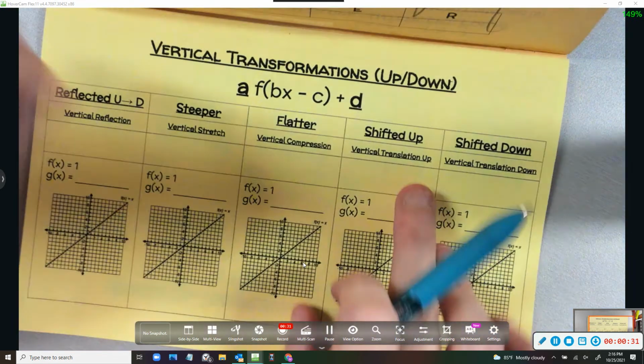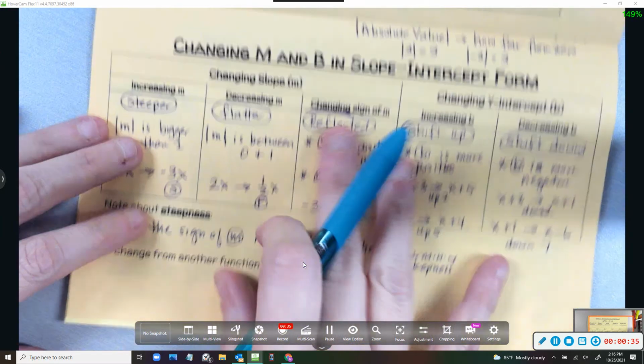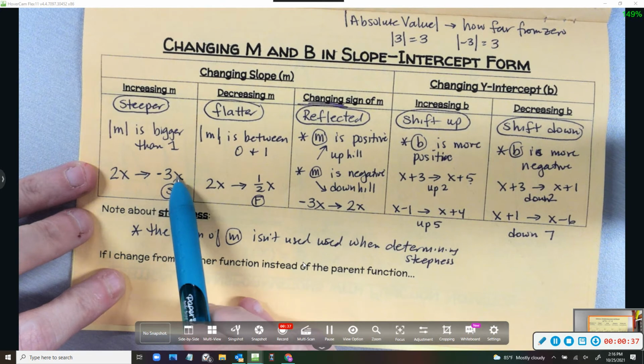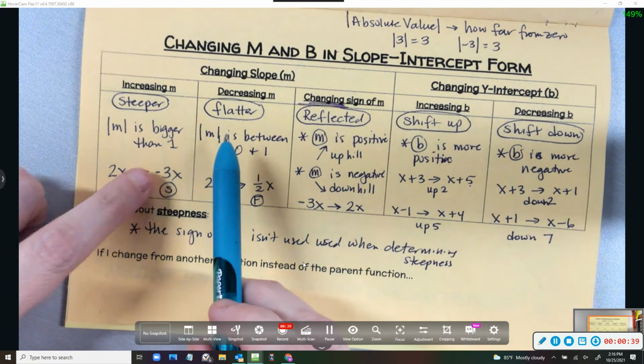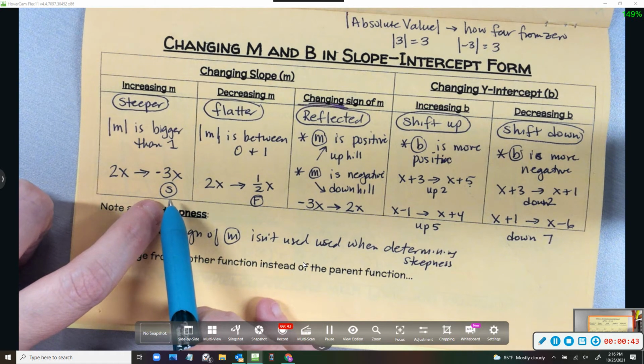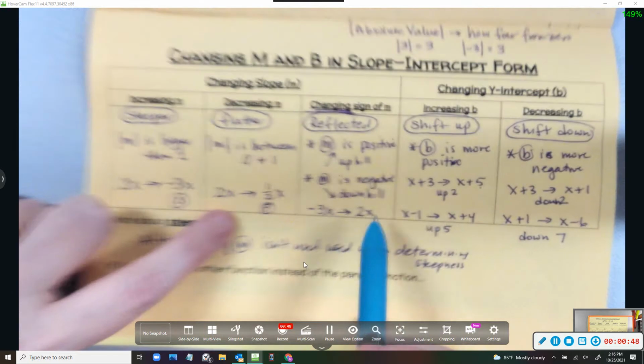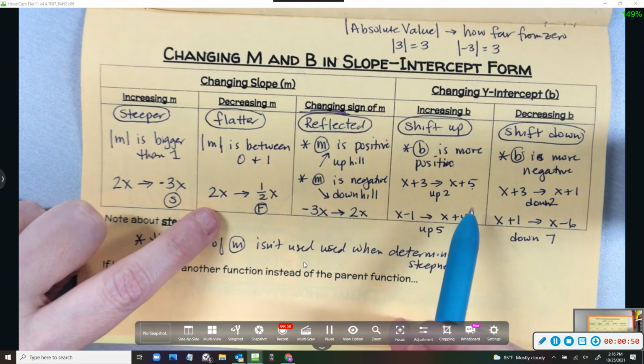All right. So today, when we talked about these, remember the examples that I gave you were like 2x to negative 3x. Remember, we just look at the number. 3 is steeper, 3 is bigger than 2. That means negative 3x is steeper than 2x. Here, 1/2 x is flatter than 2x. We kind of compared these to other functions.